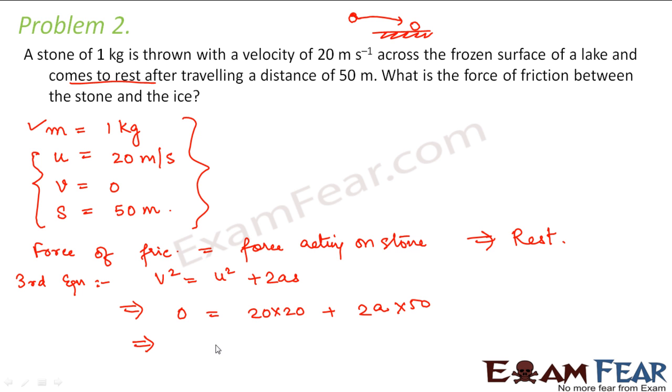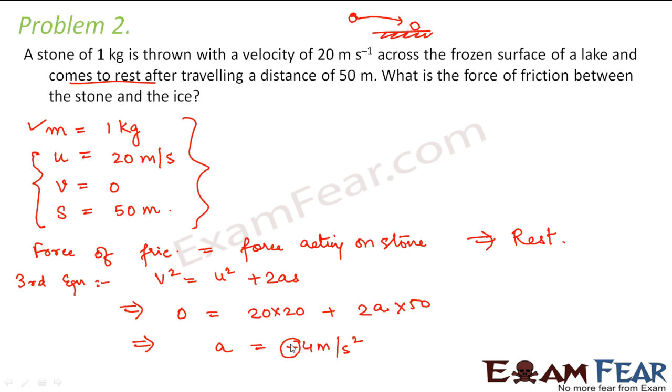So this implies that acceleration is equal to minus 4 meter per second square. What does this negative sign show? It shows that the body is retarding. That is, the velocity of the body is gradually decreasing.